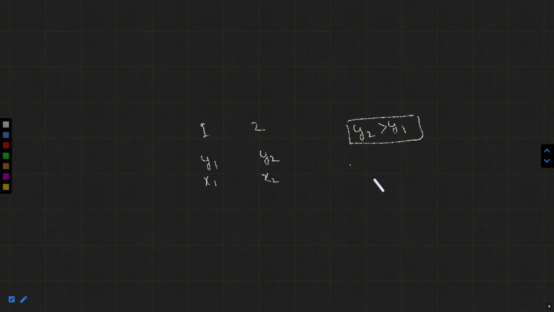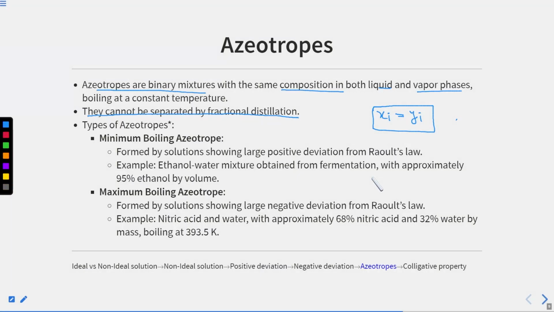So due to this reason, the number of particles of component 1 that is formed is equal to the number of particles of component 2 that is formed in the vapor phase. So if you boil both of these, they will be forming vapors at the same time. So it will be difficult to distill them out, or do the fractional distillation.